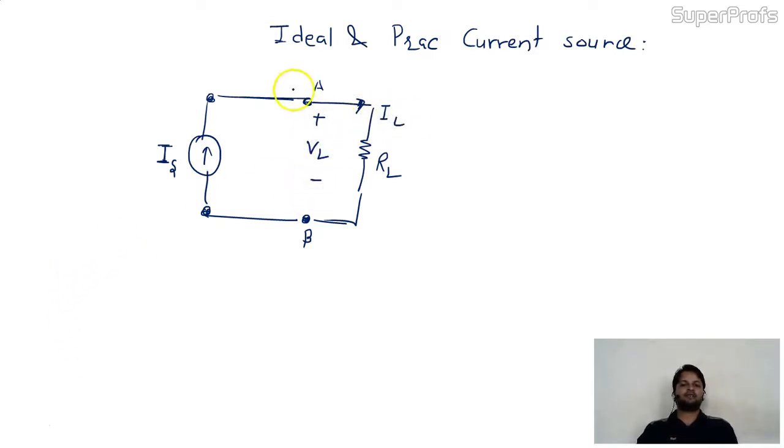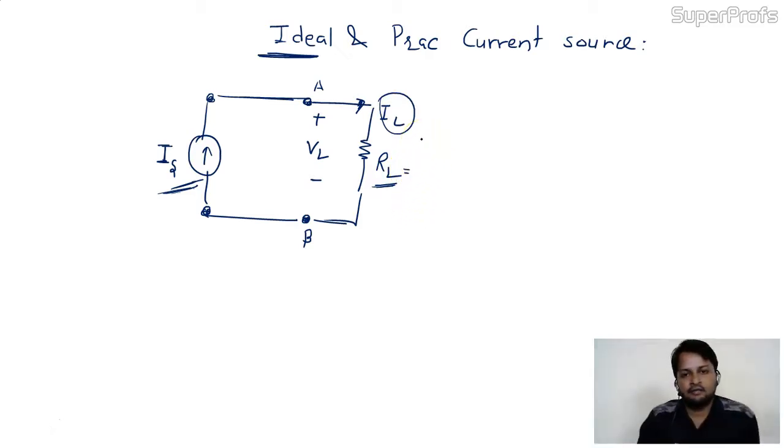Is it okay? Now what is the definition of an ideal current source first? Ideal current source says whatever voltage we assign across the load, the current will not change. Current will be constant. There in the ideal voltage source, the voltage was constant. Here the current will be constant. Whatever value you change for RL, the IL will be the same. If RL is 10 ohm, 100 ohm, 1K, 2K, 10K, 100K, the value of the current will not change. It will be the same at all times.